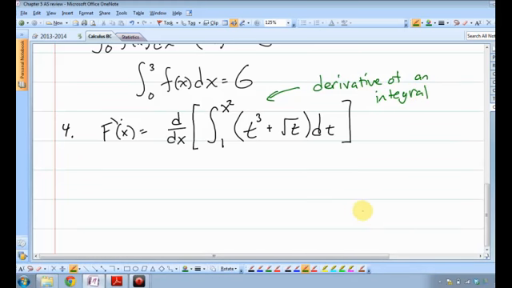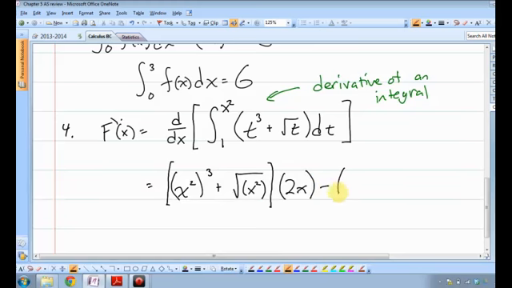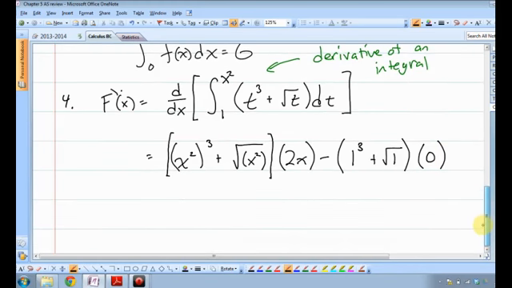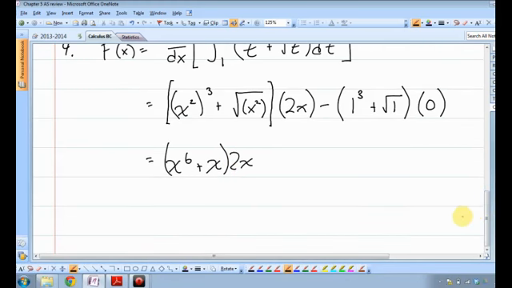There are special rules here. You're going to substitute the limits. So that's x squared cubed plus the square root of x squared, and you're going to multiply by the derivative of x squared, which is 2x, minus, you substitute the lower limit, so 1 cubed plus the square root of 1, times the derivative of 1, which is 0. So that simplifies to x to the 6th power plus x, the whole thing times 2x. Do they factor or distribute for the answer? Factor, okay. So factoring gives 2x squared times x to the 5th plus 1.